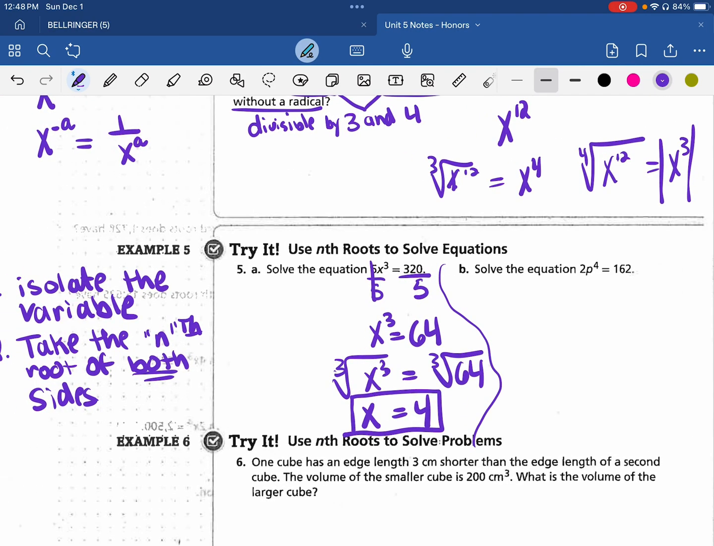All right, let's try this one. Let's isolate the p to the 4th. P to the 4th equals 81. We need to undo the 4th power, by taking the 4th root. 4 over 4 leaves 1p. The 4th root of 81 is 3, but it could also be negative 3, because negative 3 to the 4th is also 81. So this is where we'll have two answers, plus or minus 3.